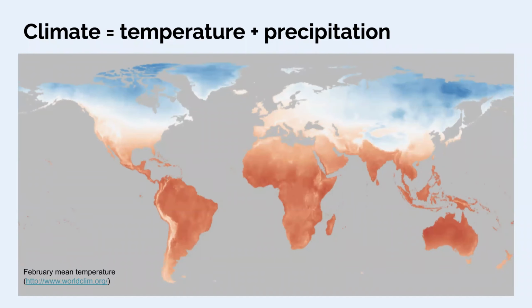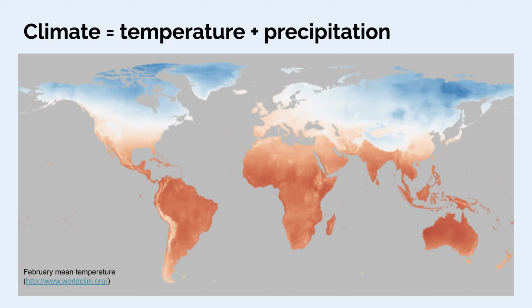And temperature and precipitation, we just saw the situation where plants would have a hard time growing in really cold winter conditions. Hot summer conditions can also be limiting for plants. So too hot, too cold. And then precipitation, too wet, too dry. These also can be limiting for plants.